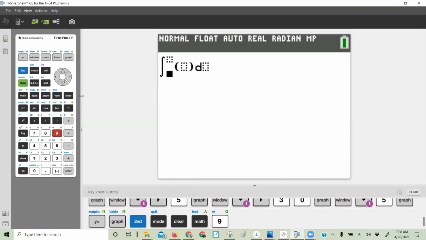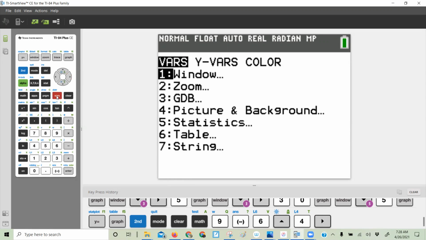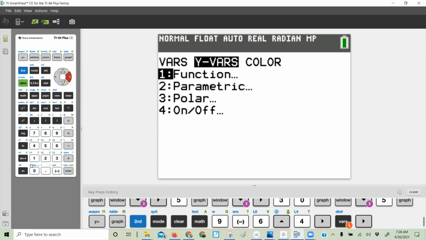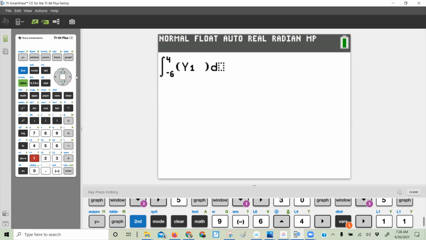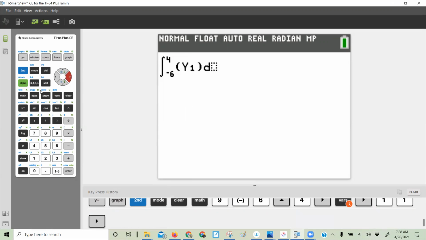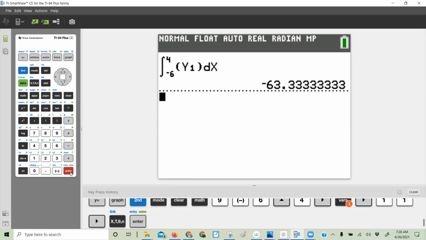So I'm going to do 9. What's nice is it does it in integral notation. I go from -6 up to 4, because that's what they want me to find the area of. I could type in the equation here, but since I've already got it typed in y1, I'm going to press vars, arrow to Y-vars, do 1, because I want the function that I have in y1. And then, of course, dx. That'll calculate it.